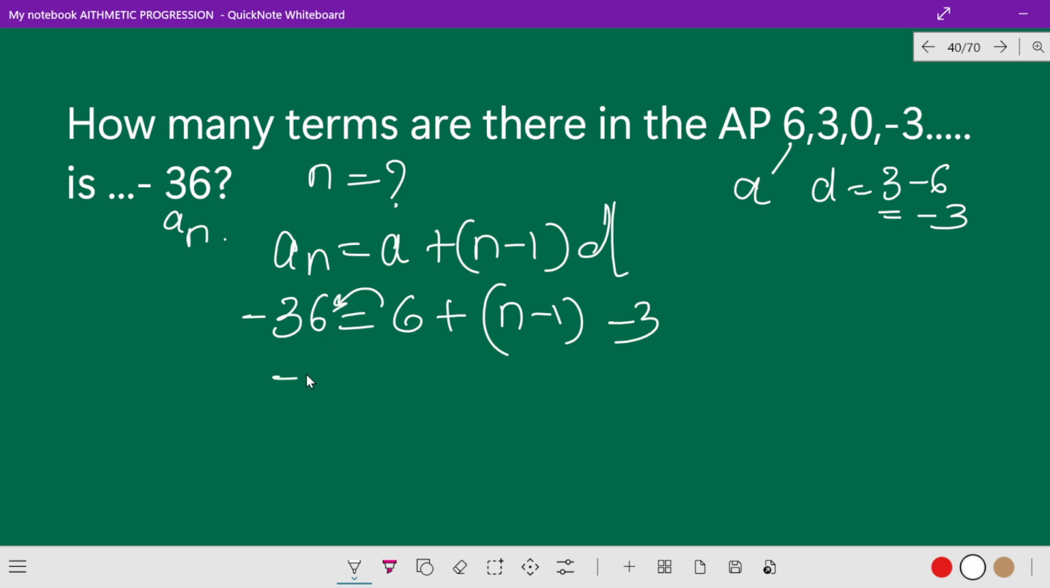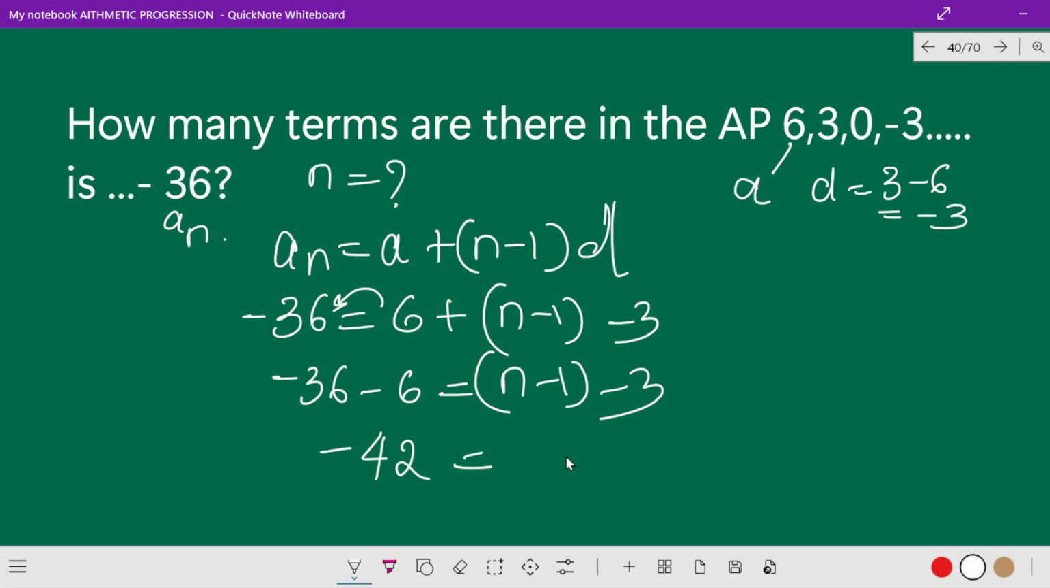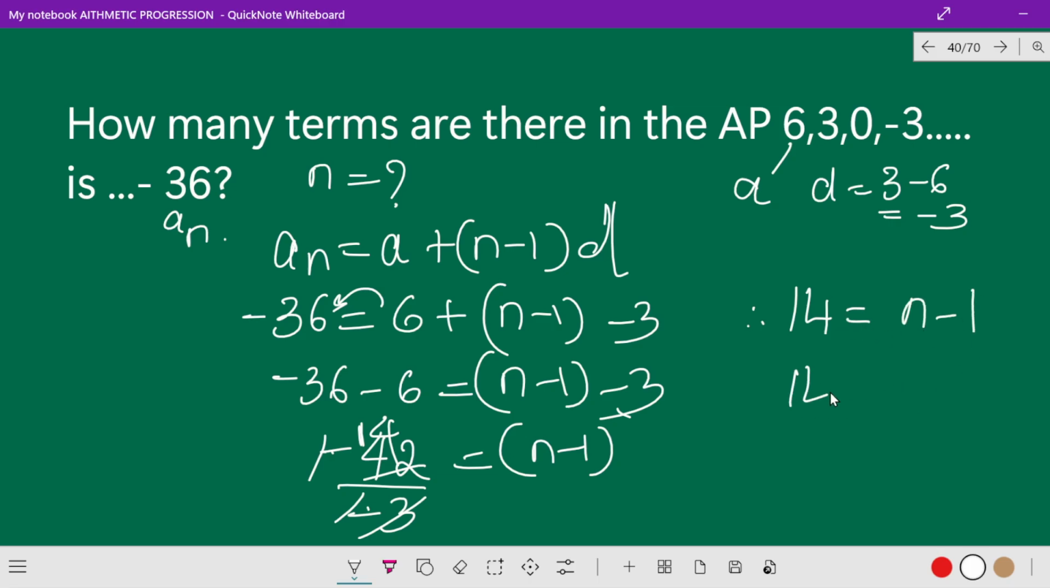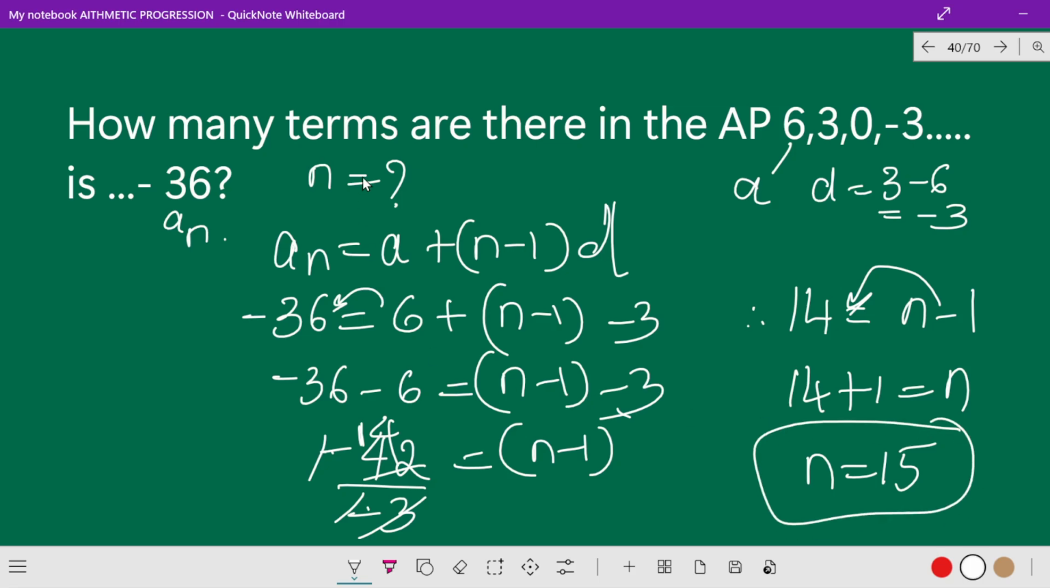Shift the 6 this side: minus 36 minus 6 is equal to n minus 1 into minus 3. Minus 36 minus 6 is minus 42 is equal to n minus 1 into minus 3. That minus 3 will come down here. Minus by minus is plus: 3 ones are 3, 3 fours are 12. Therefore, 14 is equal to n minus 1. Shift the 1 this side: 14 plus 1 is equal to n. n is equal to 15. So how many terms are there? n is equal to 15.